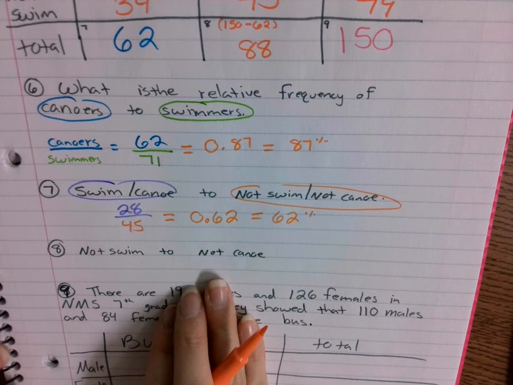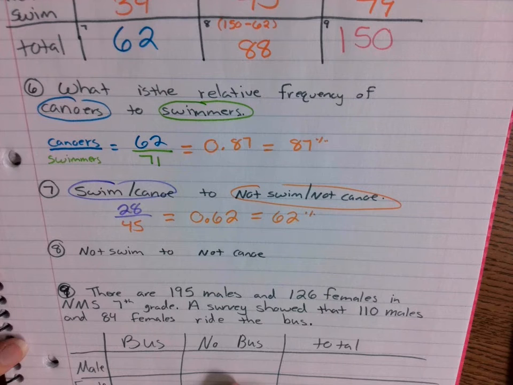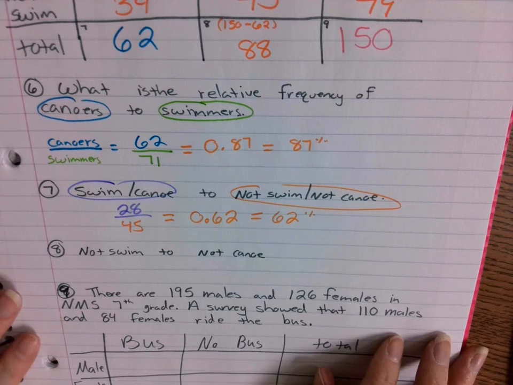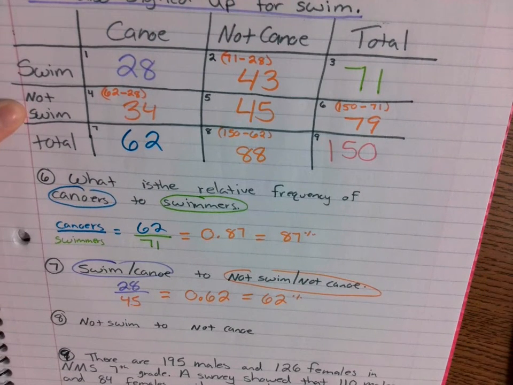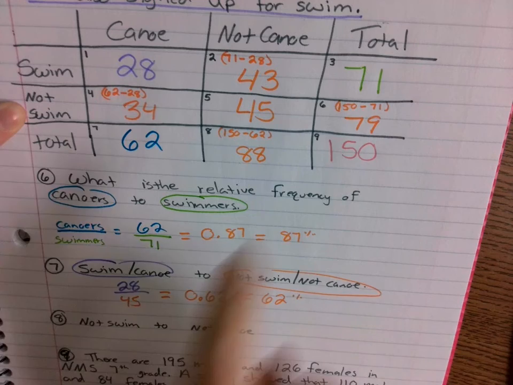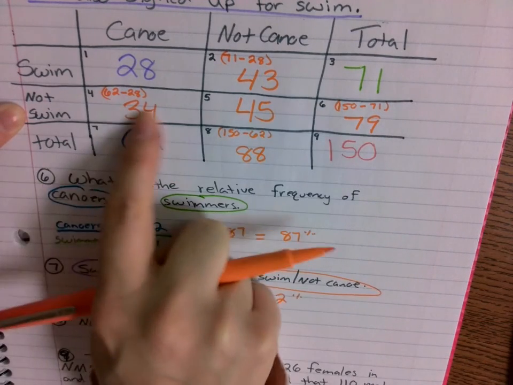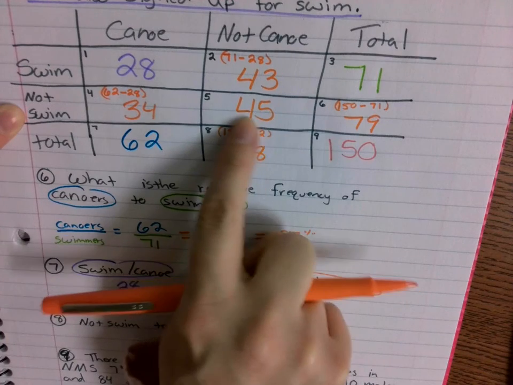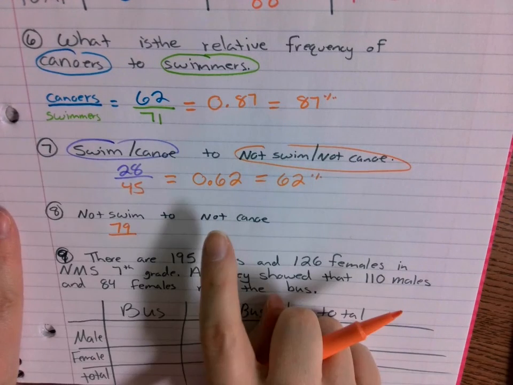Okay? Not swim compared to not canoe. How many people do not swim? Look up here. 79. There are 79 people who do not swim. These people don't swim. These people don't swim. That's a total of 79 people who do not swim. So that is 79 compared to how many people do not canoe?